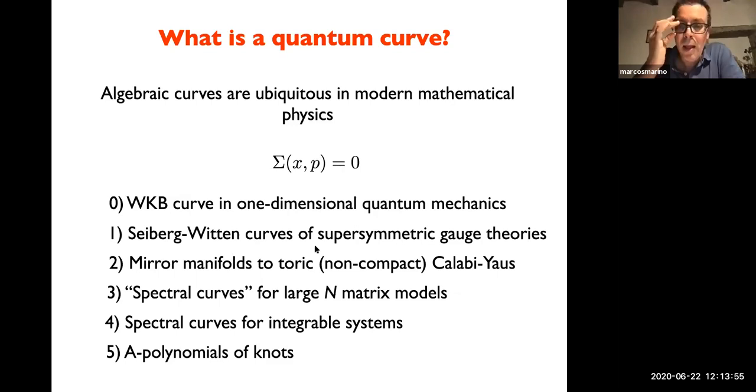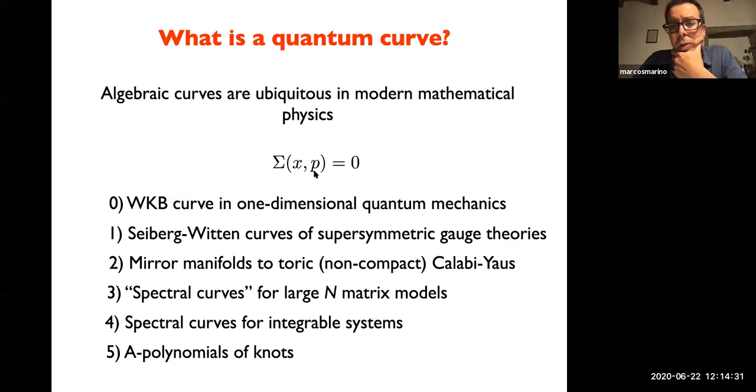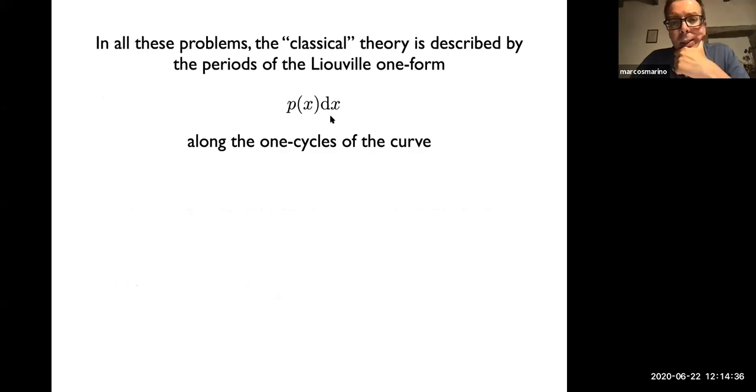Then when you solve matrix models at large N, very often you see that the invariants of the model are also encoded in an algebraic curve. And also in the case of integrable systems, the spectral curves play an important role in order to determine the classical and the quantum aspects of the integrable system. And finally, another example which is much discussed in the literature are A-polynomials of knots. So in all these cases, what happens is the following. If you have a classical curve defined by an equation like this one, then you can use it to solve for p as a function of x, at least locally. And this allows you to define a Liouville one-form, the form p(x) dx.